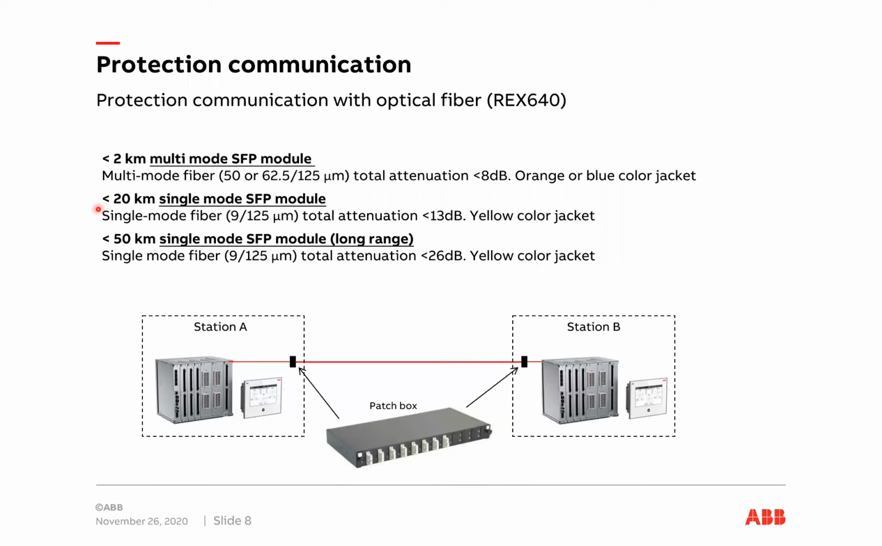supports up to 20 kilometers, or let's say in this case attenuation up to 13 decibels. Then we have a long range which can handle a fiber which have an attenuation up to 26 decibel. So here we can have a fiber that can be up to 50 kilometers long. But as mentioned, it all depends on the attenuation in the total, in the whole fiber.